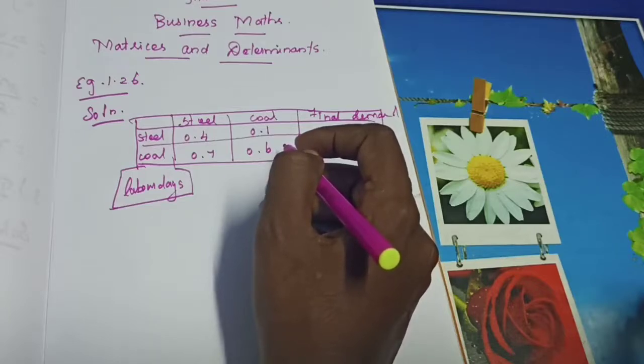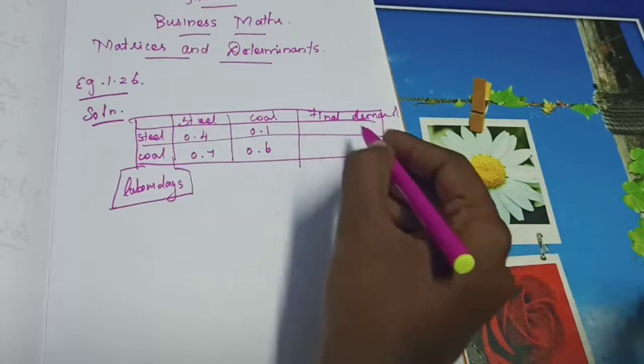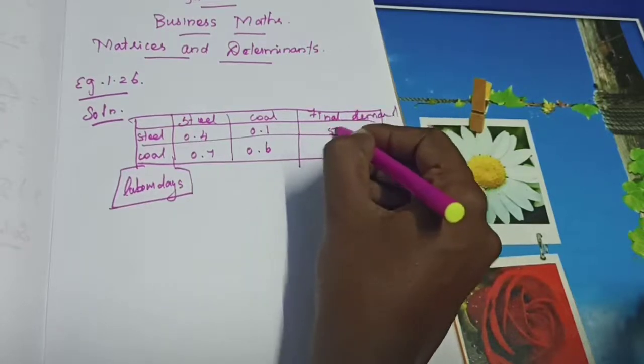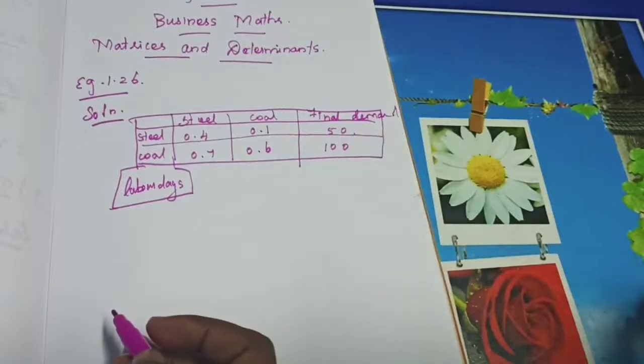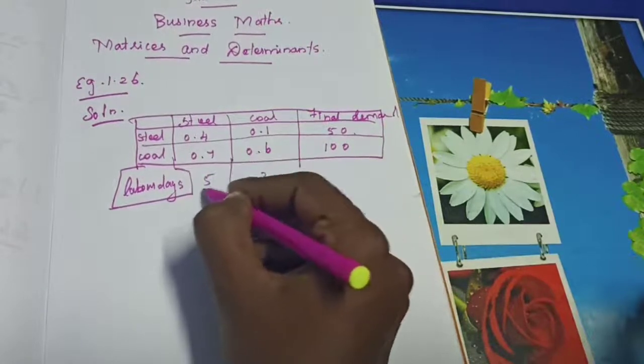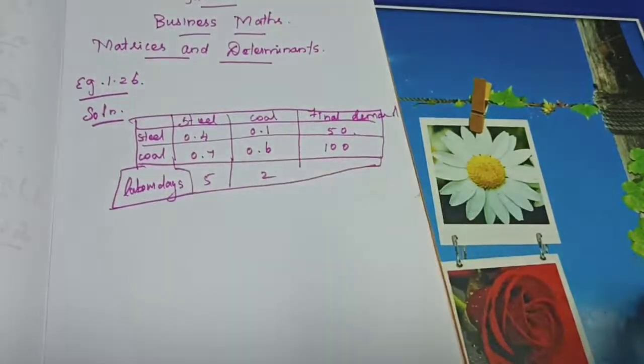Then final demand is given as, how much did they give? If the economy needs 100 tons of coal, so it is coal. Then steel how much? 50. Then labor days is given, is it right? 2 and 5 labor days are required to produce a ton of coal and steel. So it's 5, it's 2. Okay students, this is the tableau.